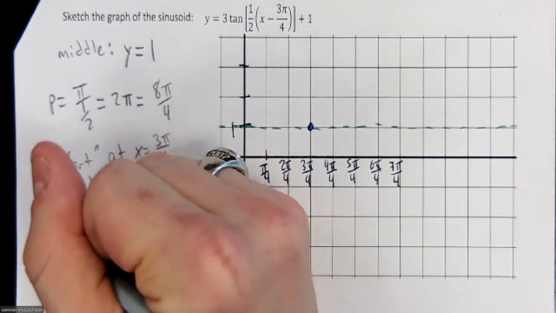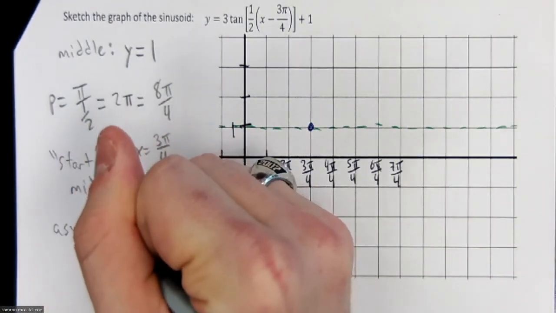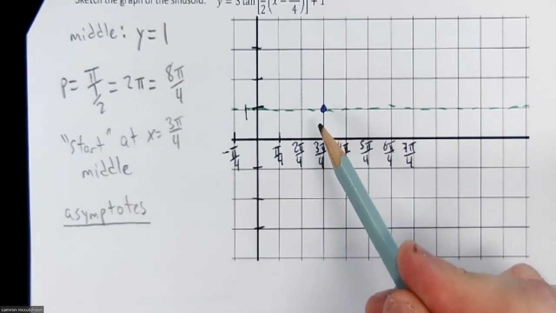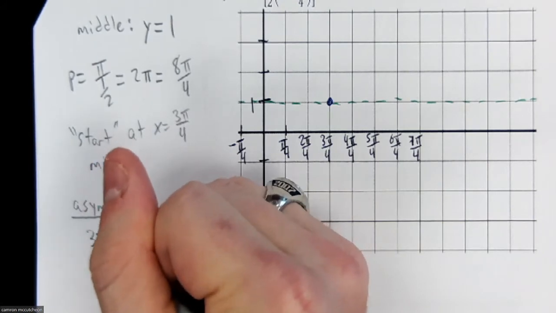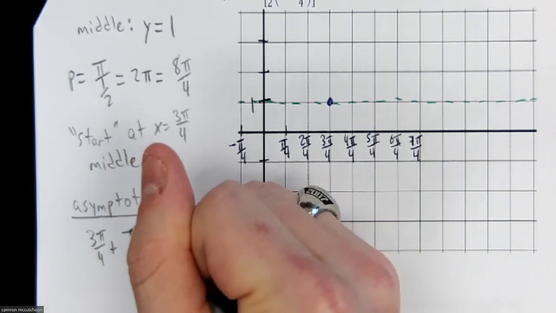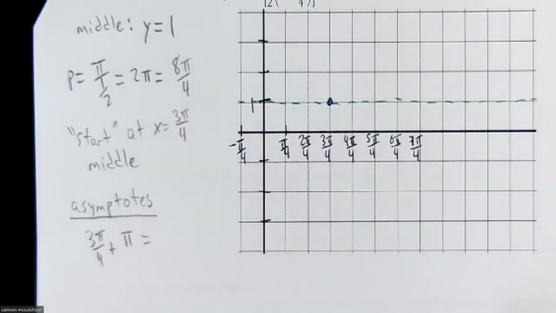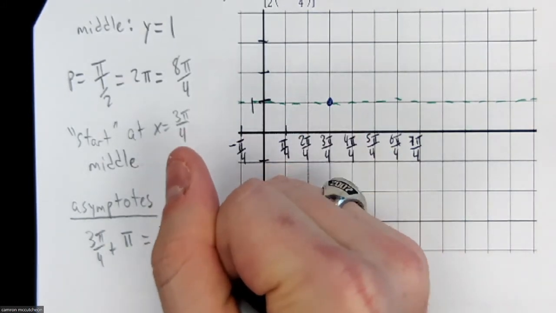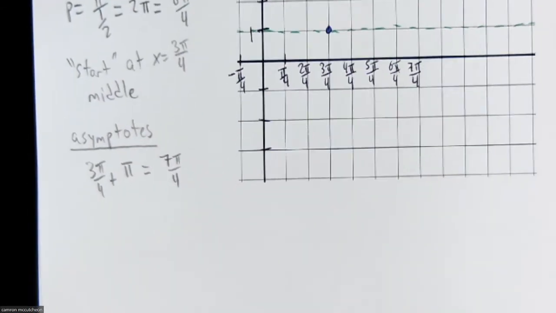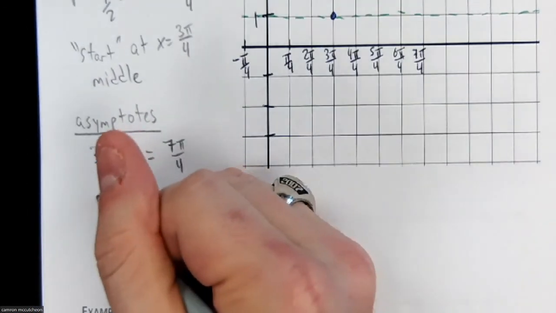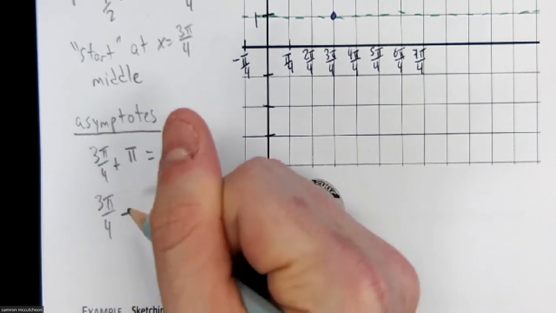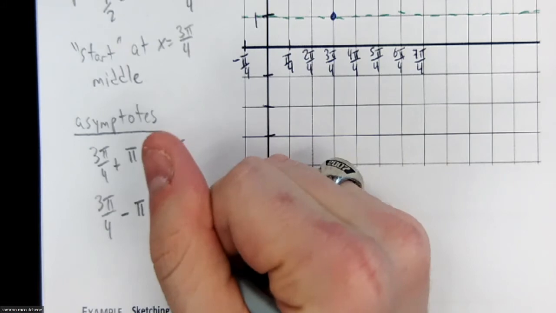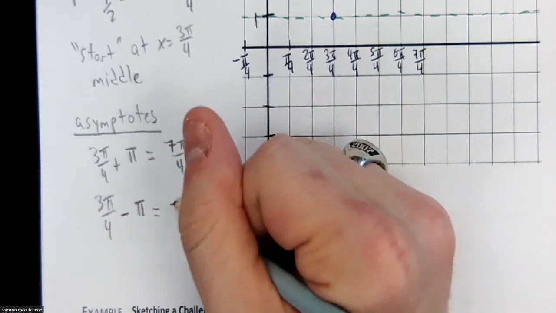So our asymptotes, does that make sense? Yeah. Our asymptotes will be at our middle point, 3 pi over 4, plus pi, which is 4 pi over 4, so 7 pi over 4. We have an asymptote at 7 pi over 4. And our middle point, minus pi. Again, half a period to the right, half a period to the left. 3/4 minus 1 is negative 1/4, so negative pi over 4.